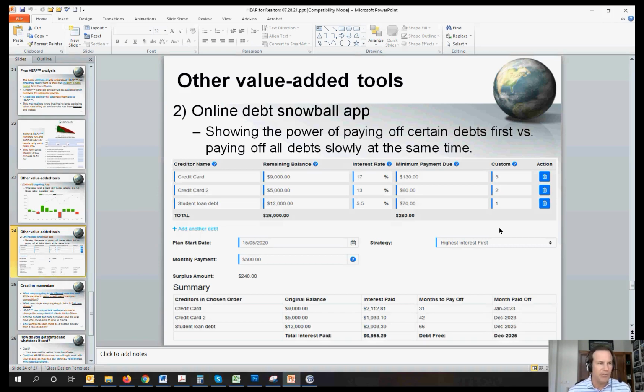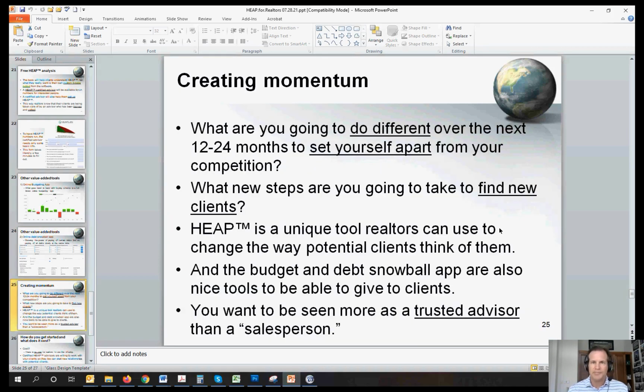So don't just send $50 to each one of your debts, your credit cards, your student loan. It's simple and obvious, but people don't do it. Let's pay off your 17% interest rate credit card first and pay the minimum on the others. And they can visualize how much that'll actually save them. Wow, I didn't know it's actually going to save me $2,500 in interest, $3,500 in interest, just by changing the way that I pay things. So to have this as another value-added tool for your clients, I think is nice.